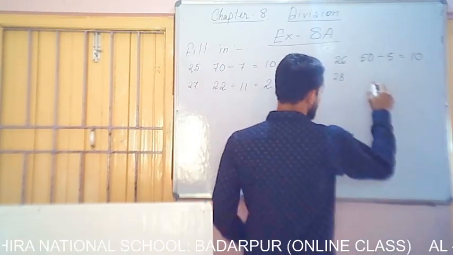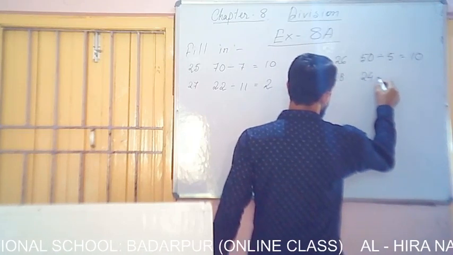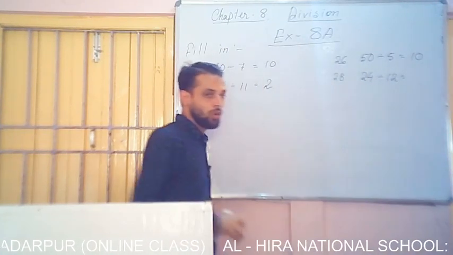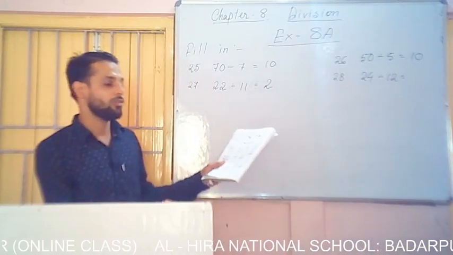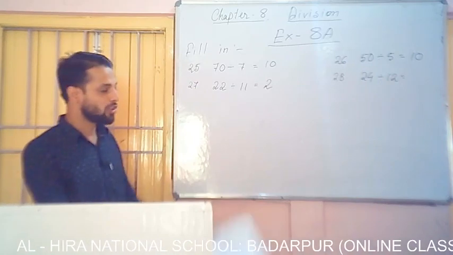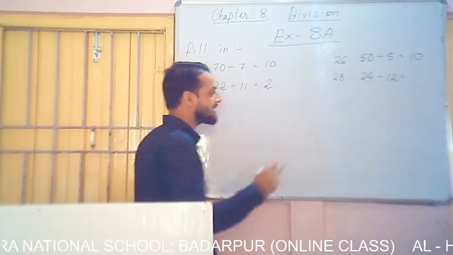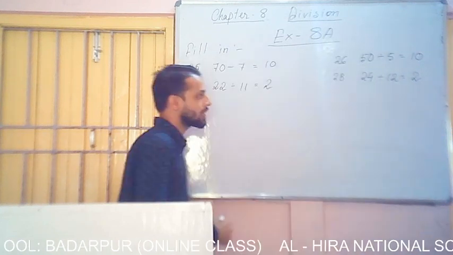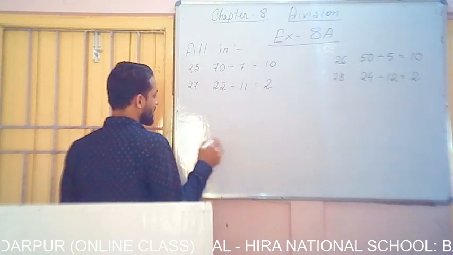Now question number 28 is what? 24 divided by 12. So here what we have to do? We have to divide 24 by which number? We have to divide 24 by 12. So if we divide 24 by 12, we will get what? We will get 2 as the answer. So 12 twos are what? 24. The next one is what?